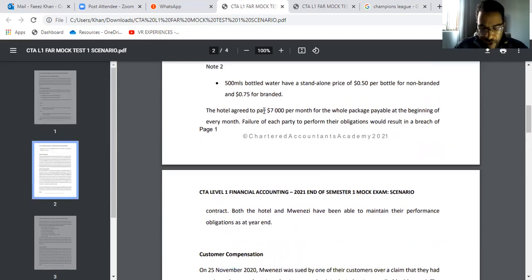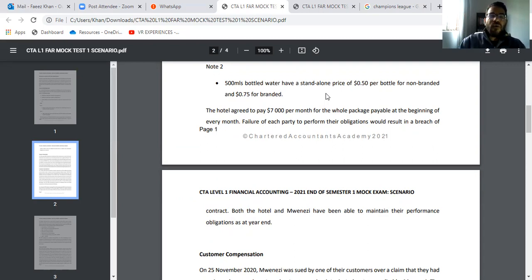So remember, step number 1, identify a contract. We identify the contract at the beginning. Step number 2, what did I say? Step number 2 of the model is identify the separate performance obligations. We identified that all 3 of these are separate performance obligations. Step number 3, determine the transaction price. The transaction price for the entire year is 7,000 times 12 months. Why? Financial year end is 31 December. They told us at the beginning that the contract would start at 1 January 2020. So for the 2020 financial year, it's a full year. So your transaction price is 7,000 times 12.